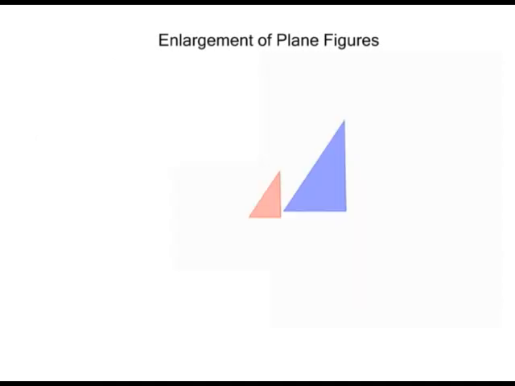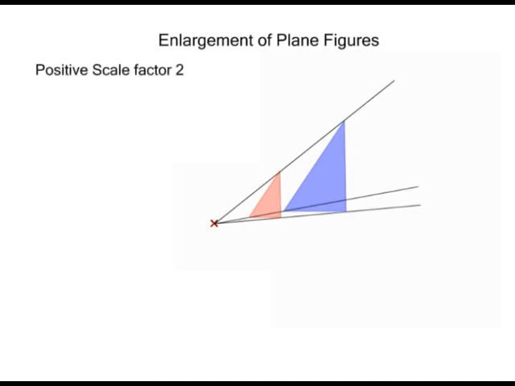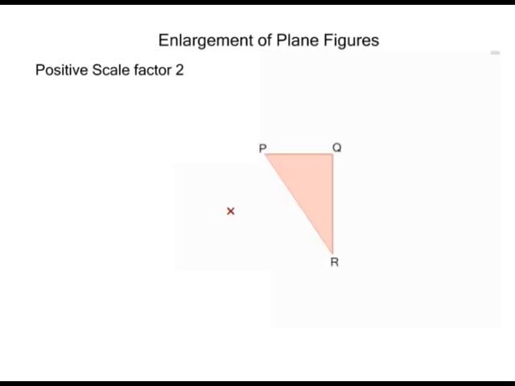Now, when the shapes are not drawn on a grid, it becomes more difficult to enlarge them. In such cases, we use projection lines, and at this point, we will need the center of enlargement. This pink shape is being enlarged to give the blue shape. The center of enlargement is X. The scale factor is 2. So let us now enlarge triangle PQR with a scale factor of 2 about the center of enlargement X.